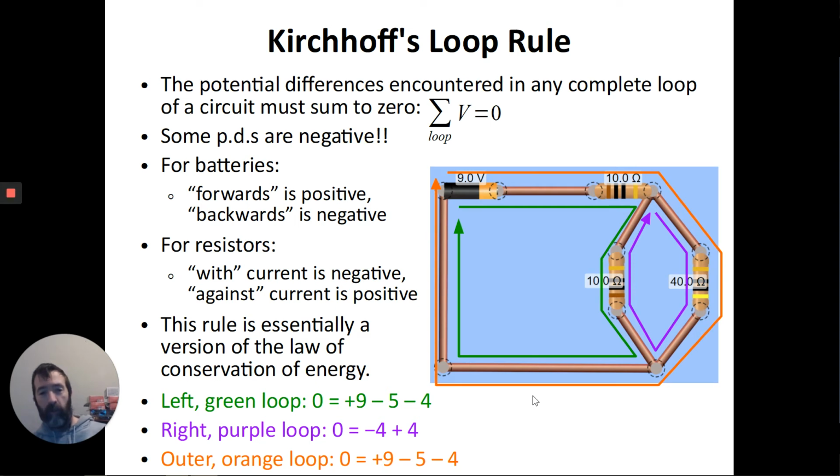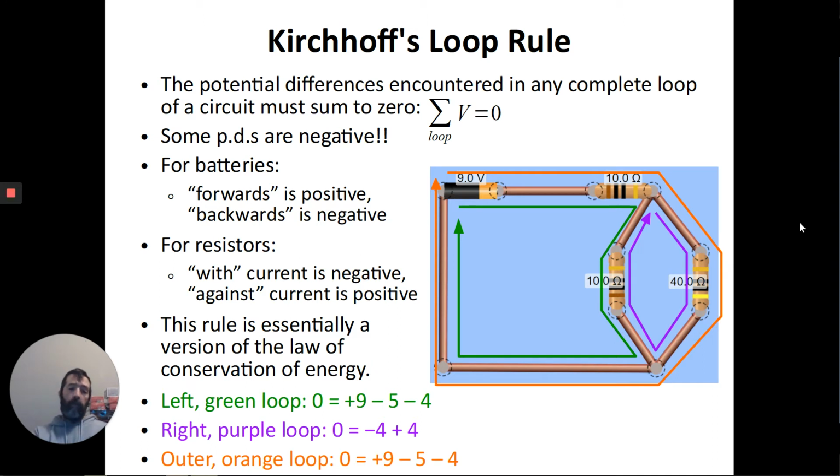And in this circuit, there's a third possible loop I could do if I just trace the outside. So I'm again going clockwise. I could choose to go counterclockwise, but I wrote this one out as clockwise again. So 9 for the battery, -5 for this resistor, -4 for this resistor. And that takes me back to where I started.